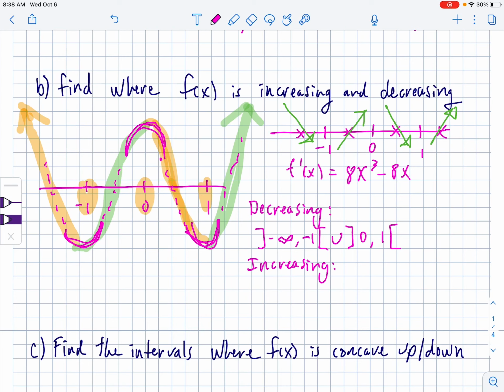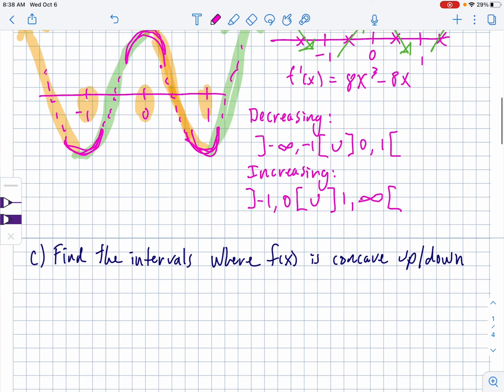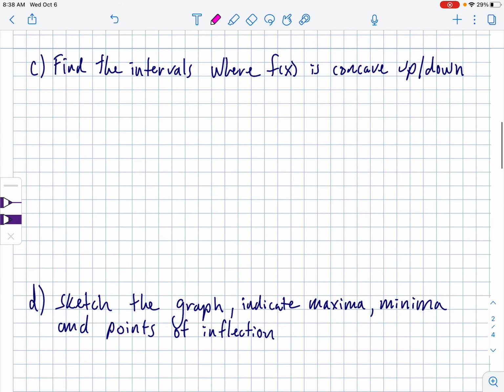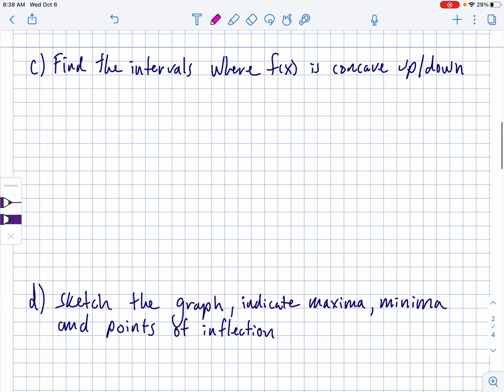So increasing would be -1 to 0, unionized with 1 to infinity. There it is. That's your increasing, decreasing.